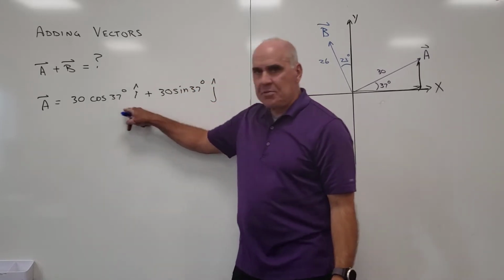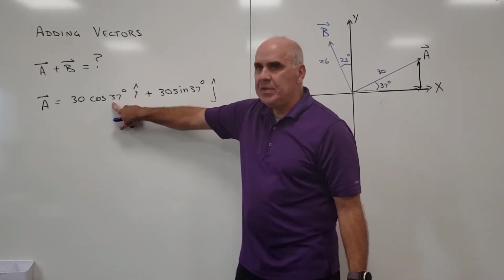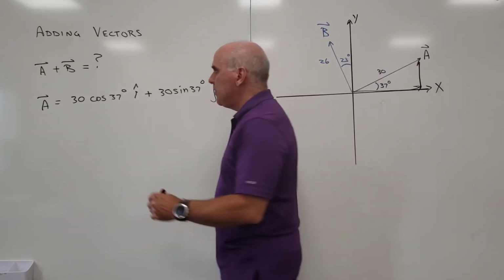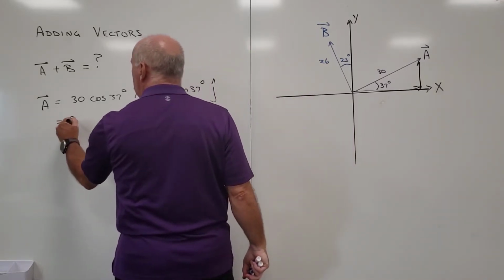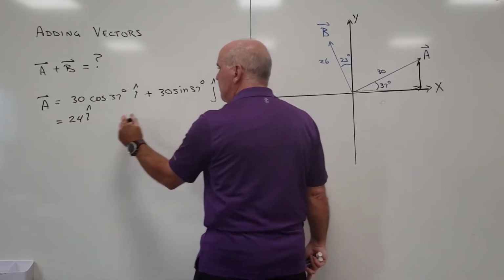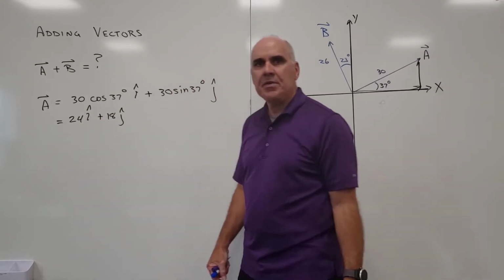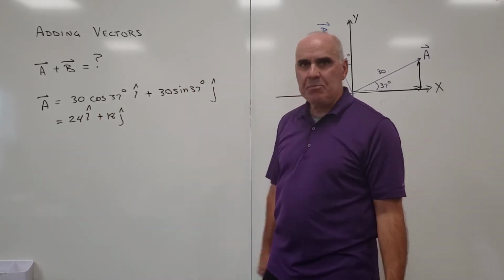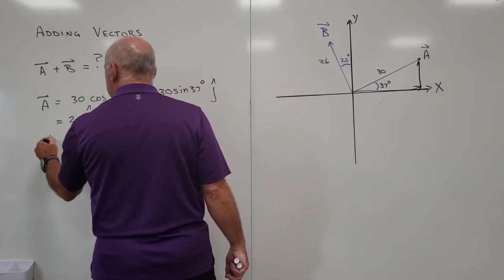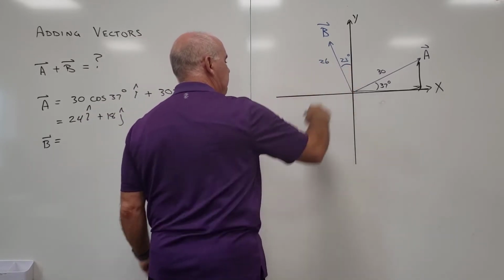Okay, well keep in mind this is a 3, 4, 5 triangle, right? And so the cosine of 37 degrees is 4 over 5, or 0.8. So this is going to be 24i, and then 0.6 times 30 is going to be 18j. And so there's A written out in component format. And then B is a length of 26, and this is 23 degrees.